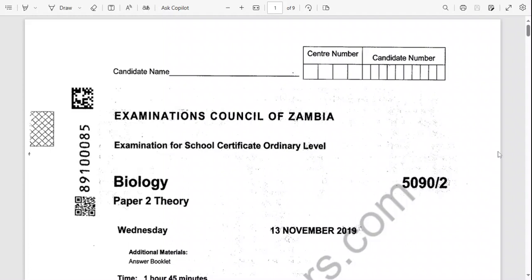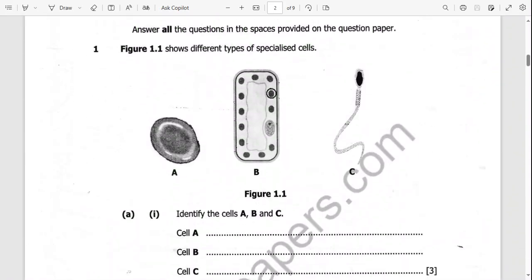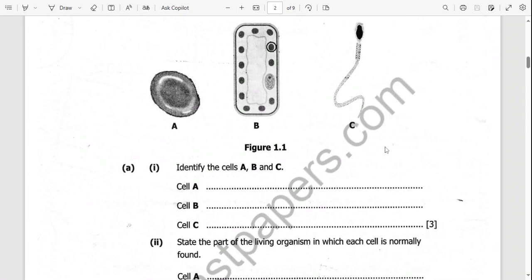Now let's go through biology paper 2, that is 2019 exam. First question here, the figure shows different types of specialized cells. We want to identify these cells. What is the first cell? Just look at the structure. So this one is an erythrocyte or red blood cell.